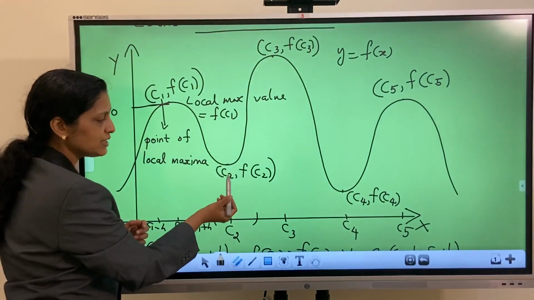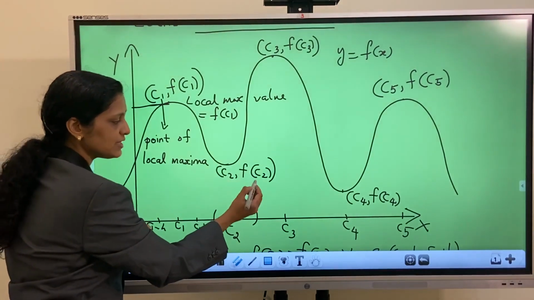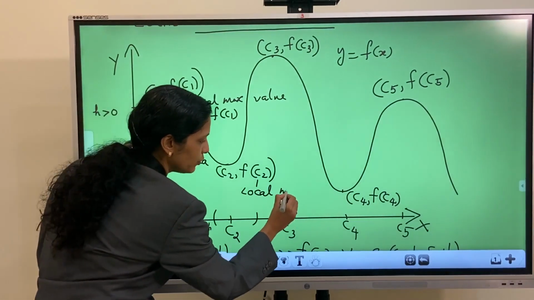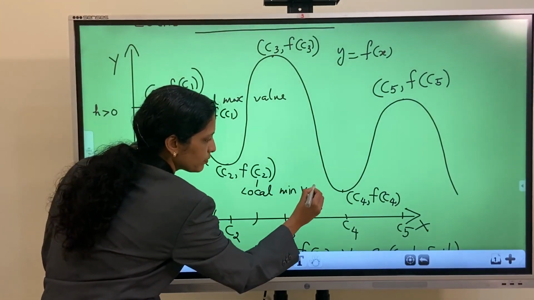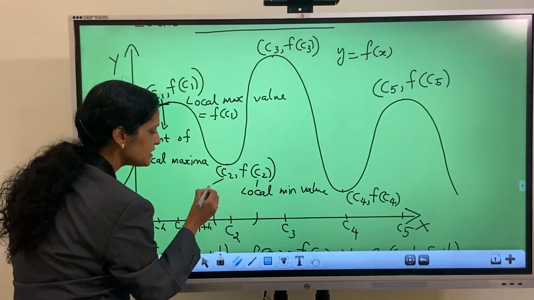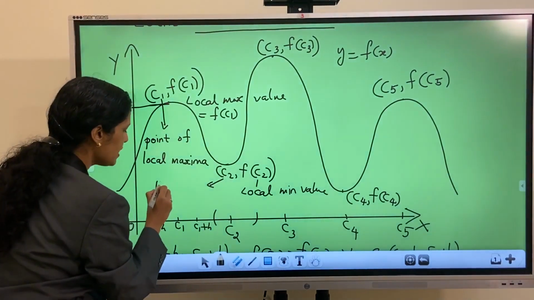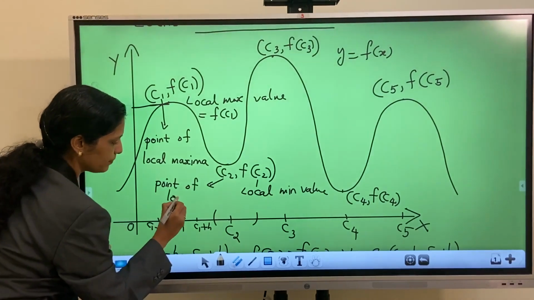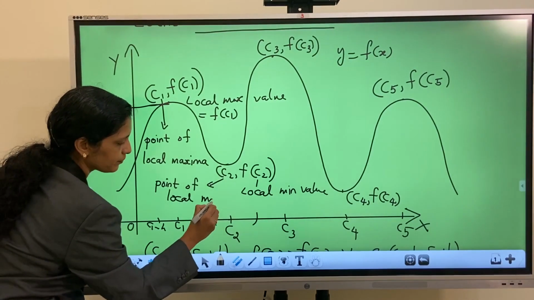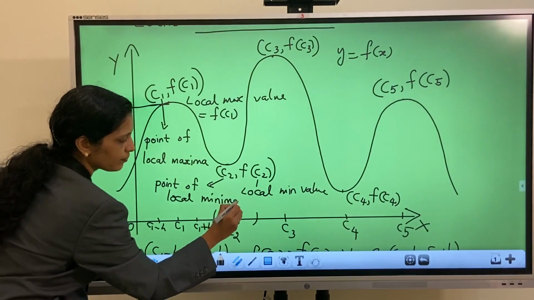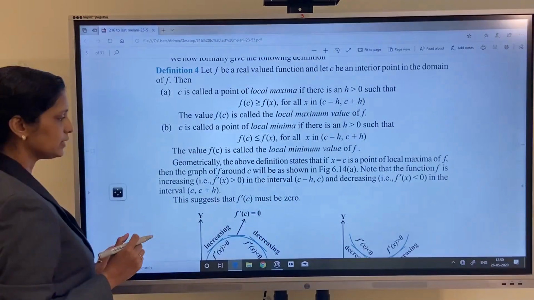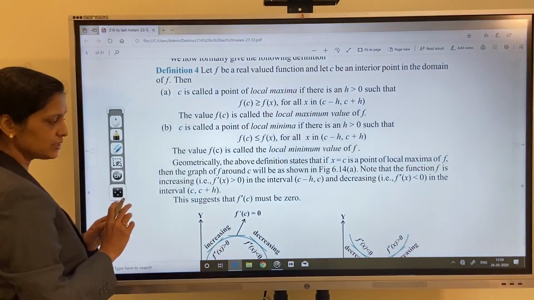Then coming to C2, f of C2 is the local minimum value. We are calling C2 the point of local minima. Clear for you? Now we can go to the definition in your text.